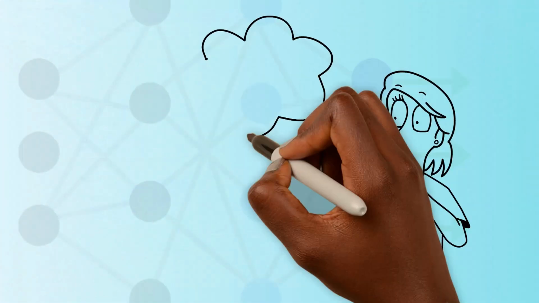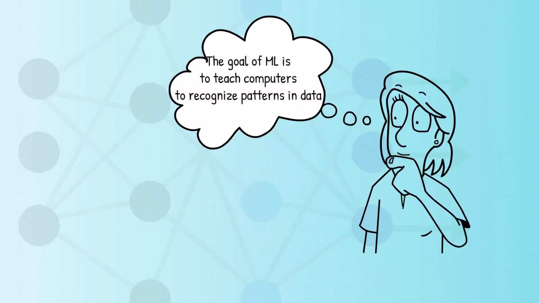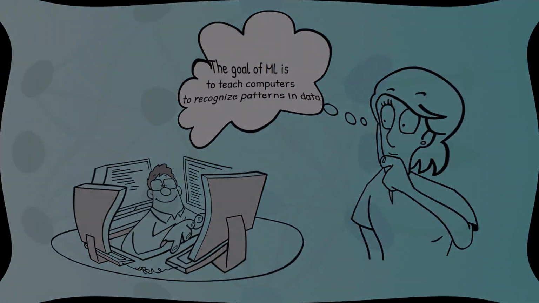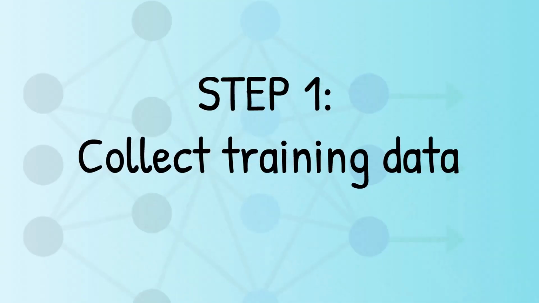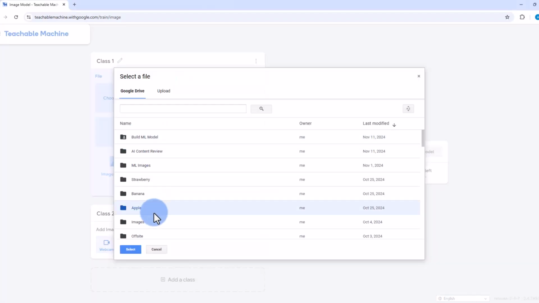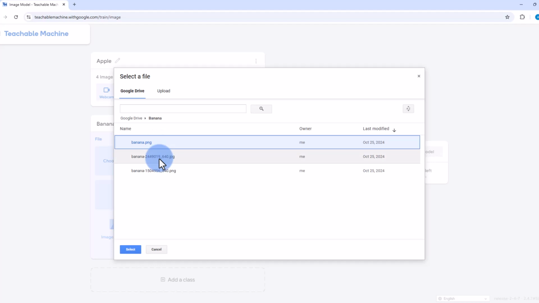Remember, the goal of machine learning is to teach computers to recognize patterns in data without needing to write so many lines of code. So let's go to step 1, collect our training data. You can either use your webcam or upload images. I'll upload a bunch of fruit images from my Google Drive, starting with apples, and create a new class label for it. Now, let's do the same for bananas and strawberries and label them as well.